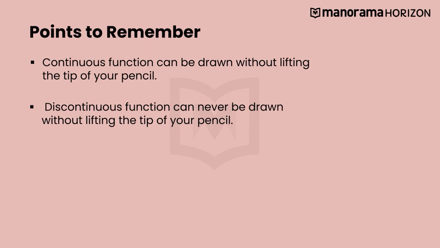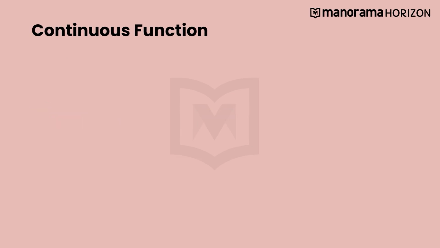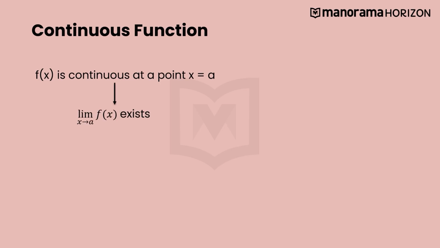Mathematically, continuity is defined like this. A function f of x is said to be continuous at a point x equal to a if the limit as x tends to a of f of x exists and this value is equal to f of a.